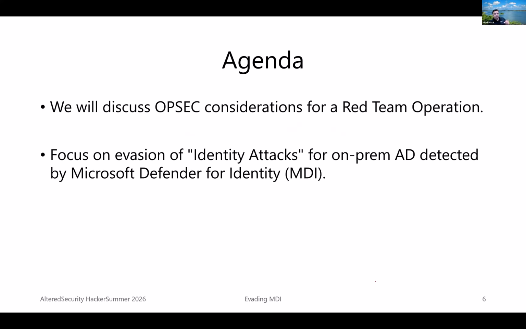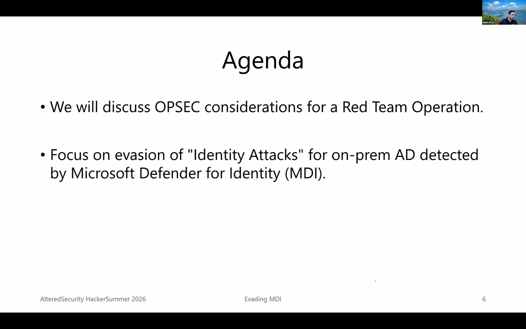So what are we going to do? We are going to discuss OPSEC considerations for a red team operation. The focus is going to be identity attacks. A lot of times the focus remains on the endpoint. Is there Sysmon? Is there an EDR? How do I bypass the AV? But what a lot of times we forget the sight of is identity attacks.